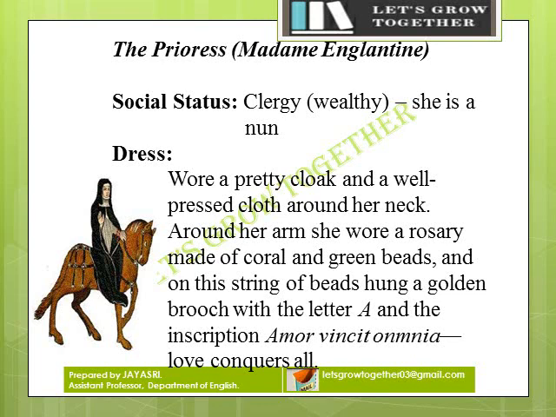Next, the prioress. Her name is Madame Eglantine. She belongs to the clergy class. She is a nun. She wore a pretty cloak, and a well-pressed cloth around her neck. Around her arm, she wore a rosary made of coral and green beads, and on this string of beads hung a golden brooch with the letter A, and the inscription, Amor vincit omnia, which means, love conquers all.